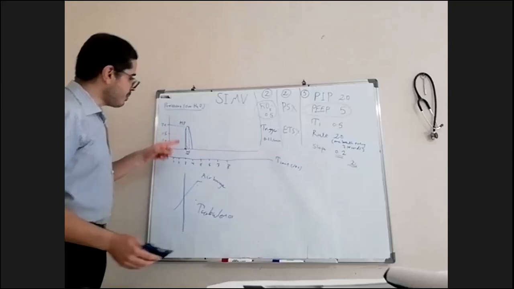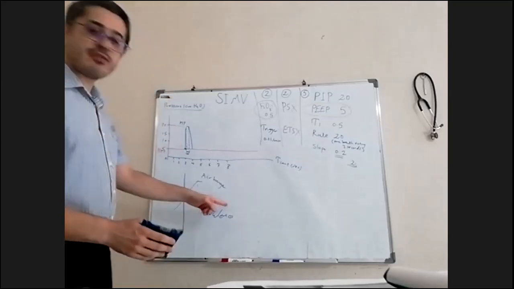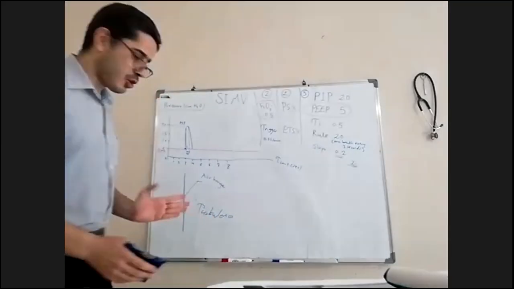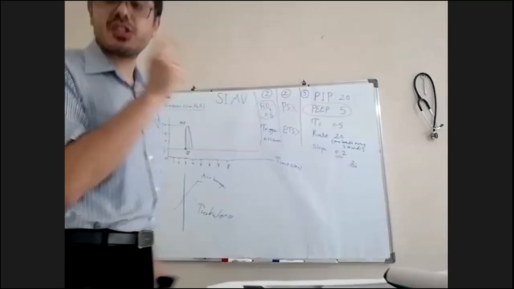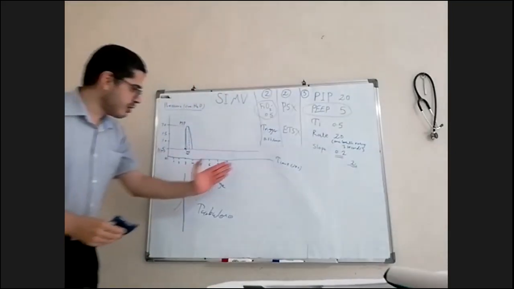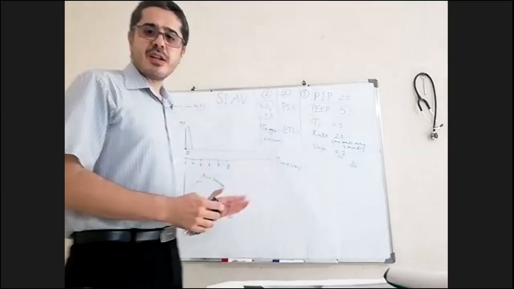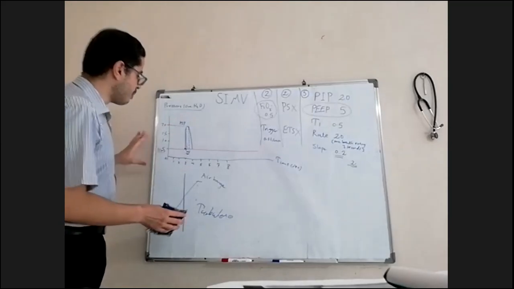The slope, if you give it very steep, you will have turbulence flow. Turbulence flow means the pressure is coming very fast. This turbulence will affect the gas exchange. If you have it very slow, then you will have air hunger. So you need to adjust your slope.